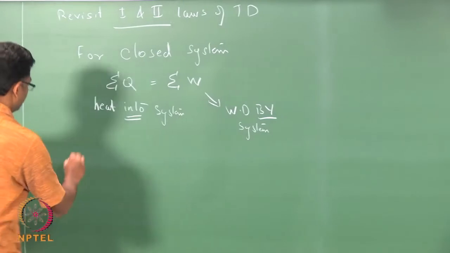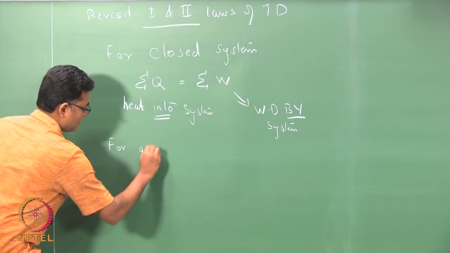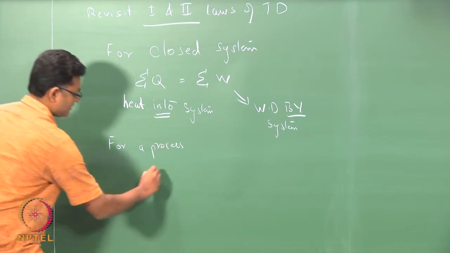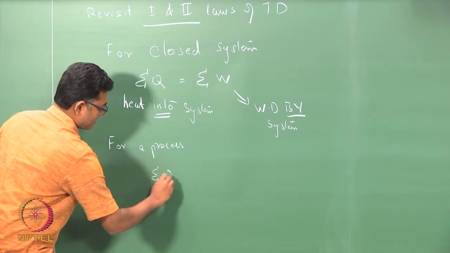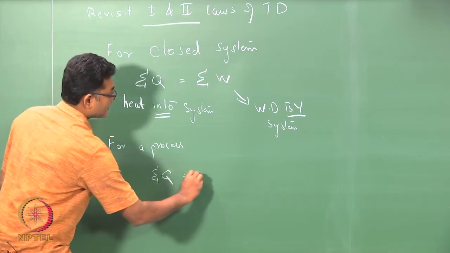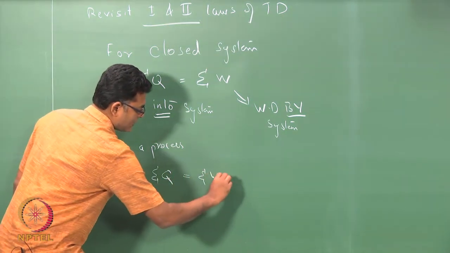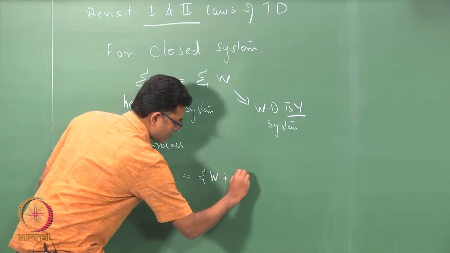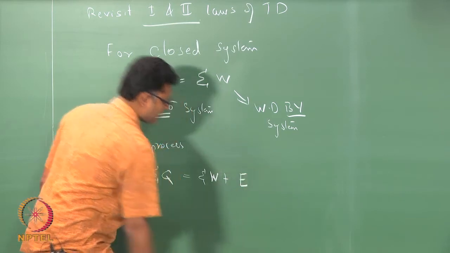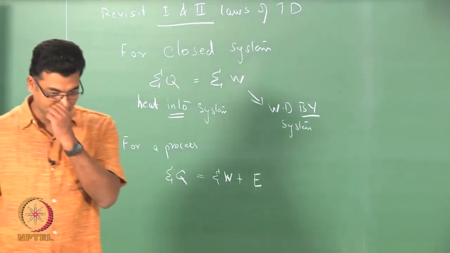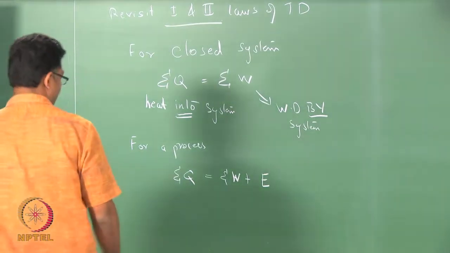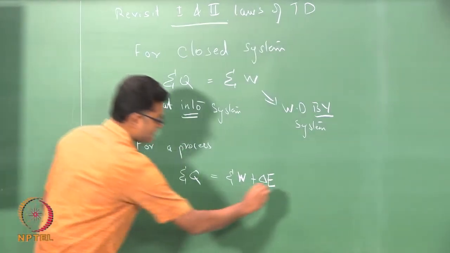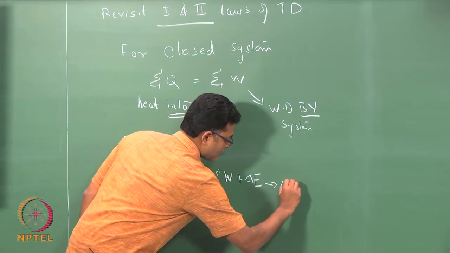For a process going from state 1 to 2, we have the heat input equals work done plus your internal energy, or the total energy, between state 1 to 2. So, this is your total energy.